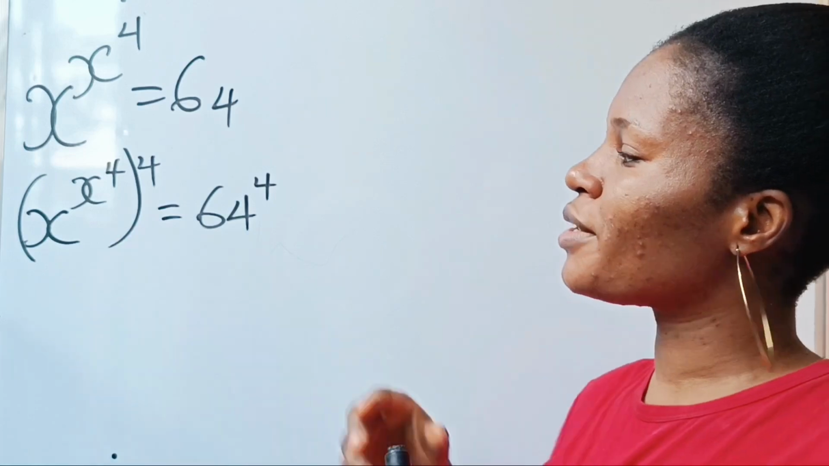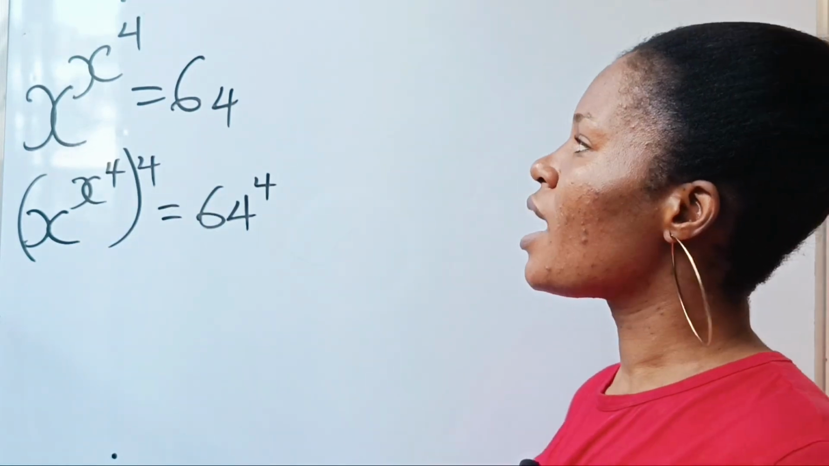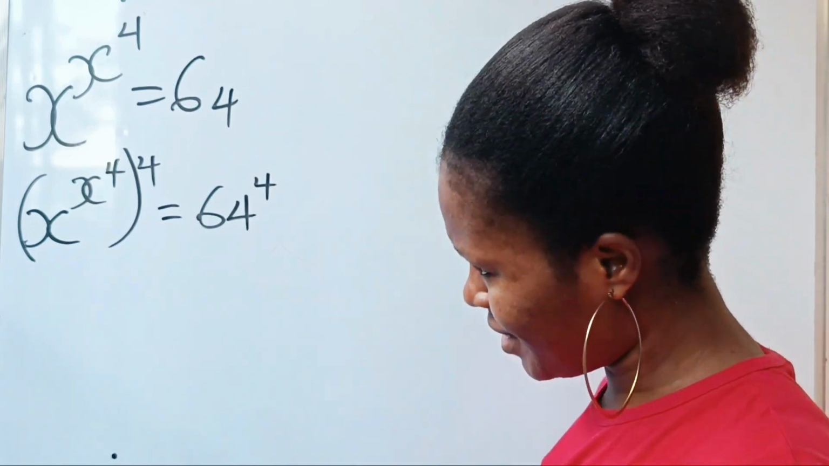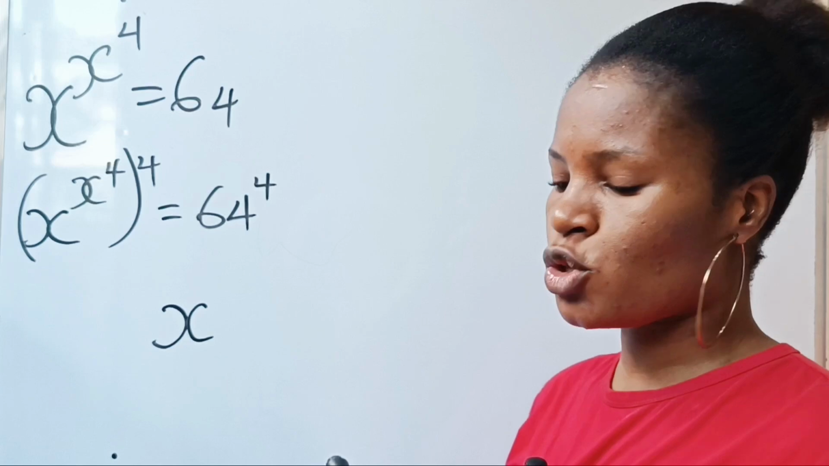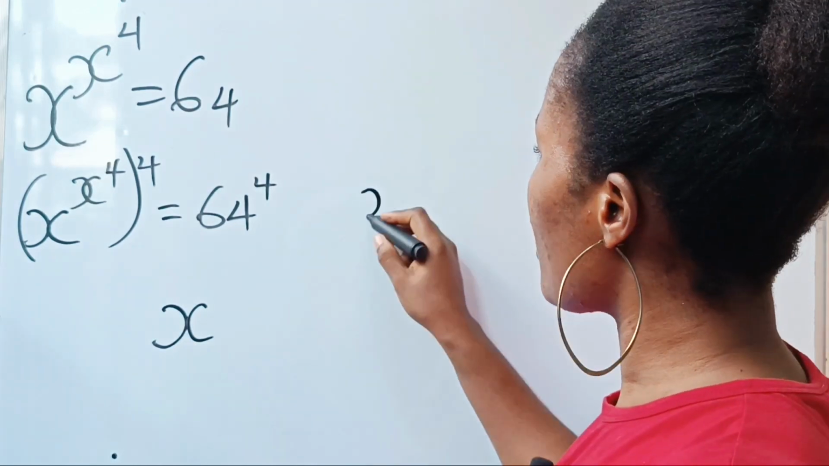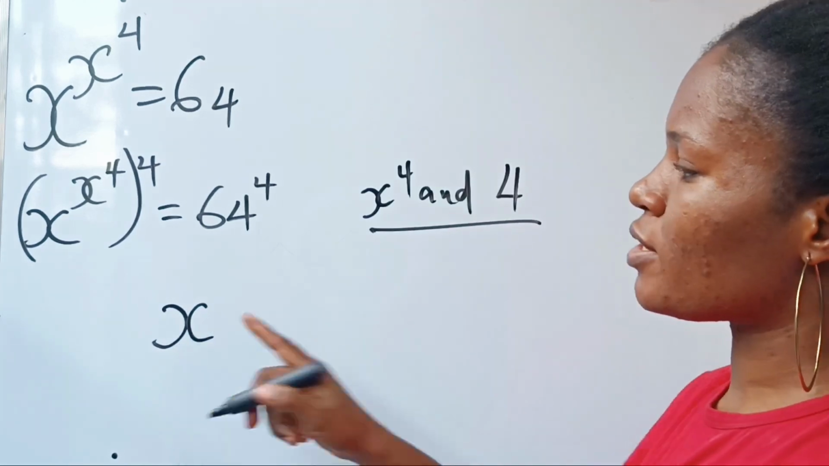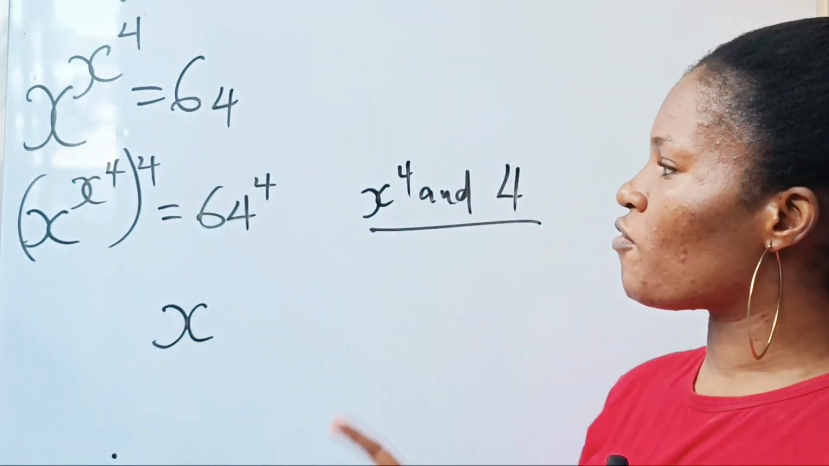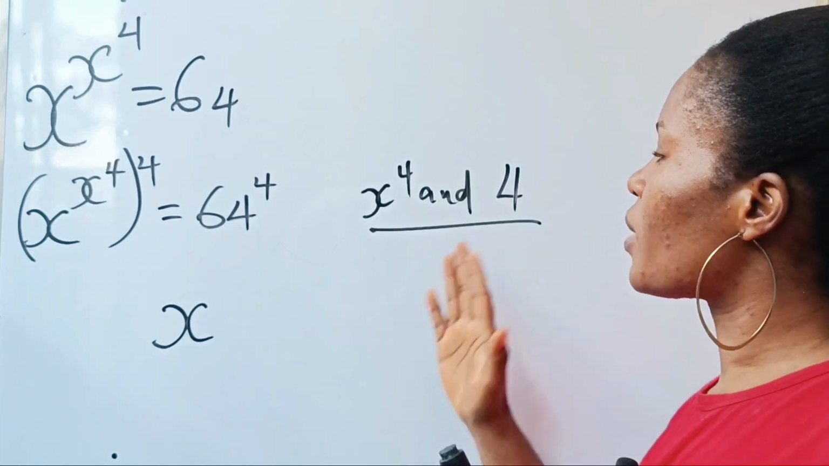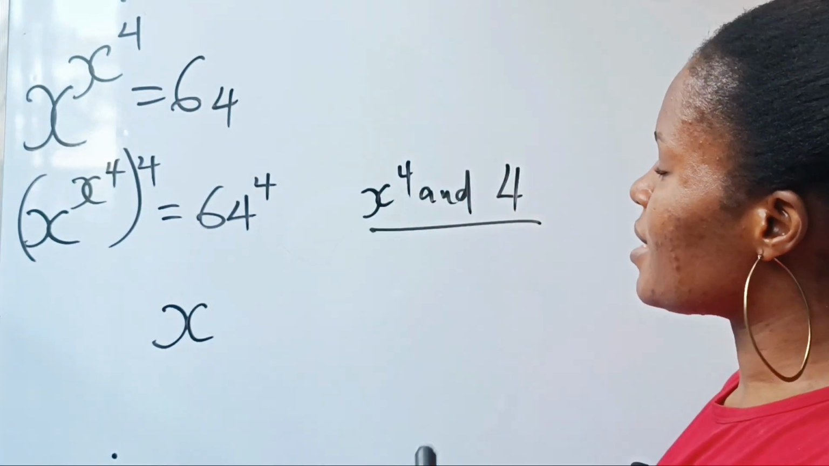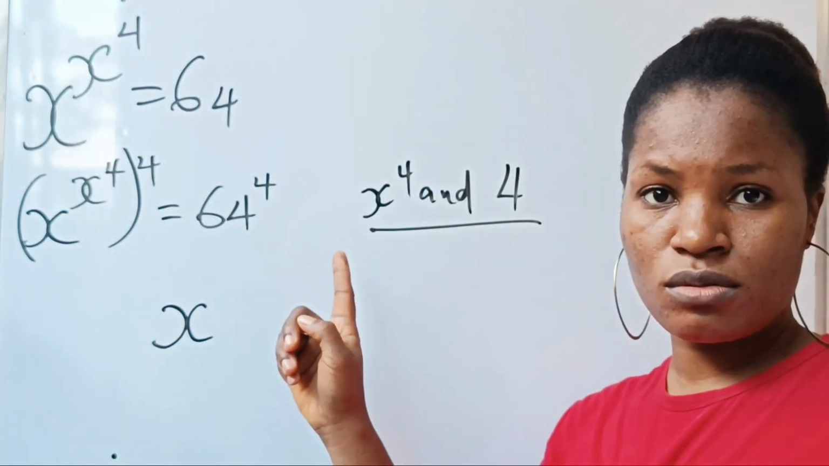Now, I want you to concentrate on the left-hand side of this equation. Just concentrate first. When you look at it, you are going to notice that this is x. Now, x is raised to 2 powers, which are what? X to the power of 4 and 4. These are the 2 powers of x, and just like I explained in the beginning of this video, you can interchange their position.